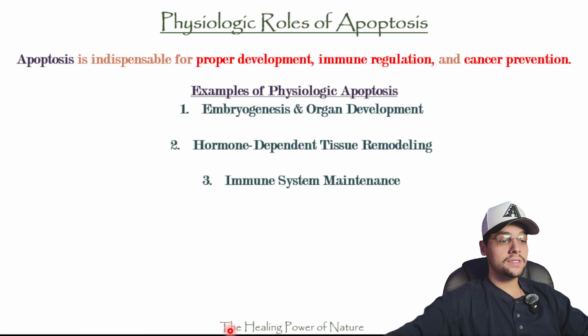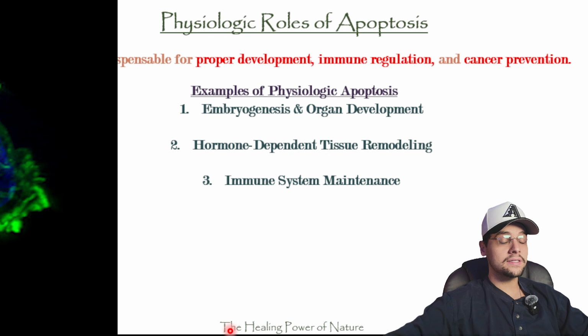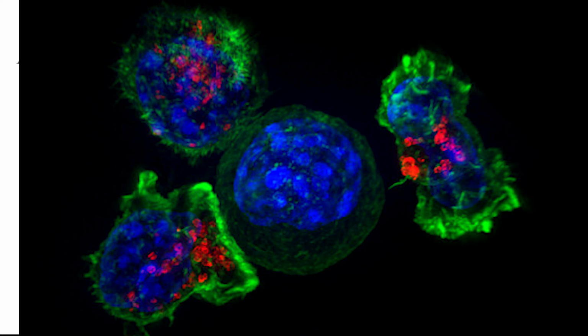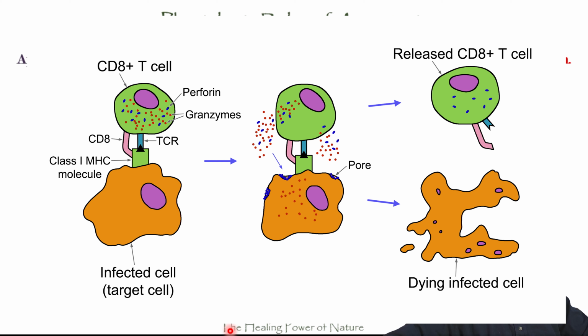Additionally, there's immune system maintenance. Negative selection of T cells in the thymus: self-reactive T cells undergo apoptosis to prevent autoimmune disease. CD8 plus T cells induce apoptosis in virus-infected or cancerous cells via perforin and granzyme release.